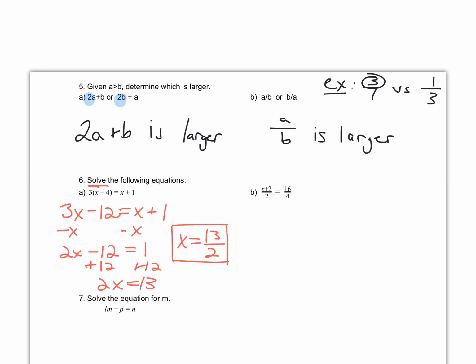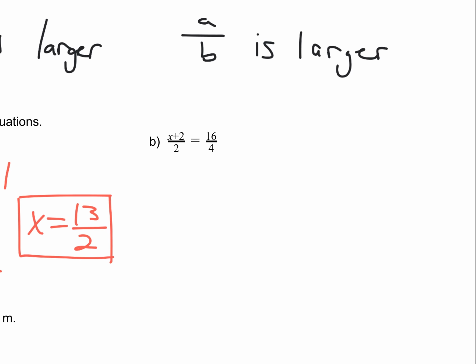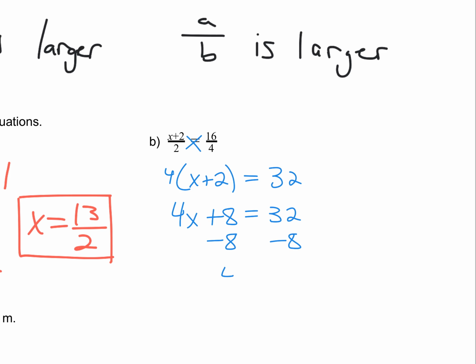The next one is a proportion, so I'm going to go ahead and cross multiply. Let me zoom in here. That times that times that, so 4 times x plus 2, and set that equal to 16 times 2, so 32. Distribute to get 4x plus 8 equals 32. Subtract 8, 4x equals 24. Divide by 4, x is 6.